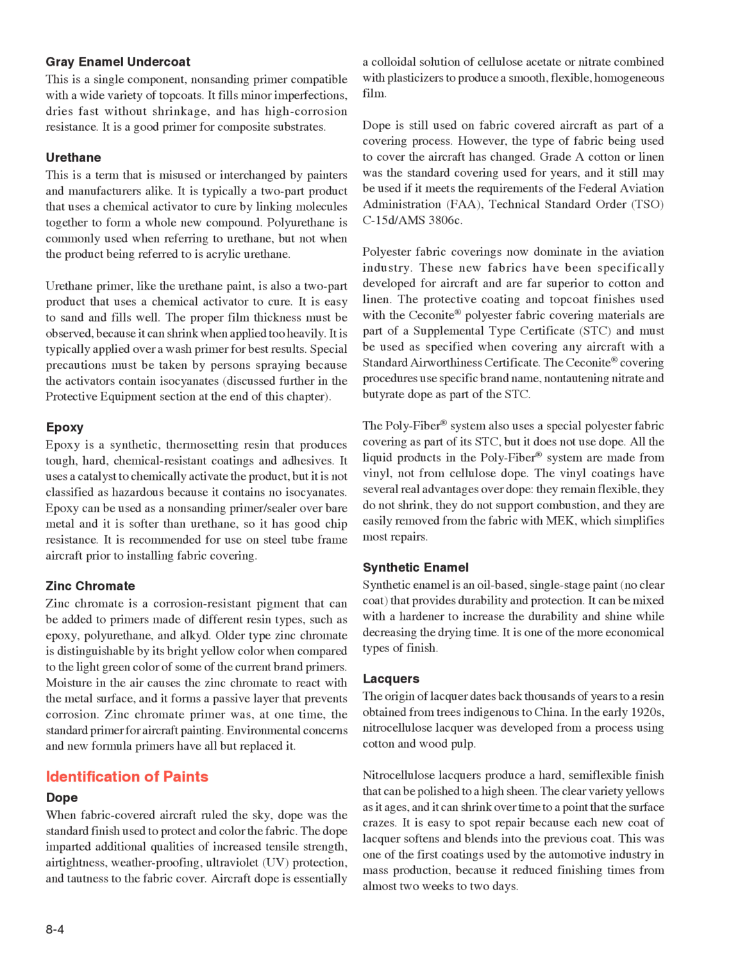Urethane. This is a term that is misused or interchanged by painters and manufacturers alike. It is typically a two-part product that uses a chemical activator to cure by linking molecules together to form a whole new compound. Polyurethane is commonly used when referring to urethane, but not when the product being referred to is acrylic urethane. Urethane primer, like the urethane paint, is also a two-part product that uses a chemical activator to cure. It is easy to sand.